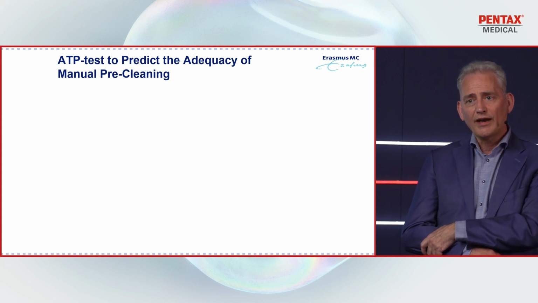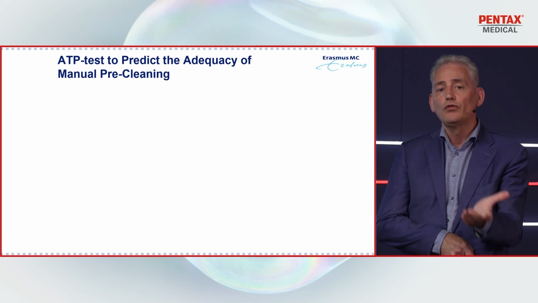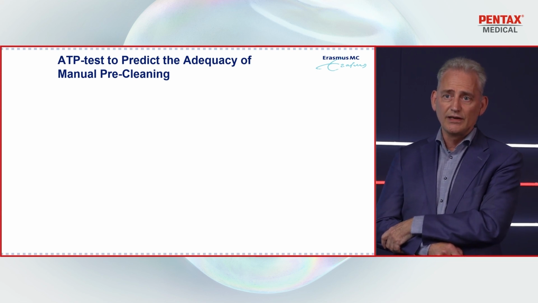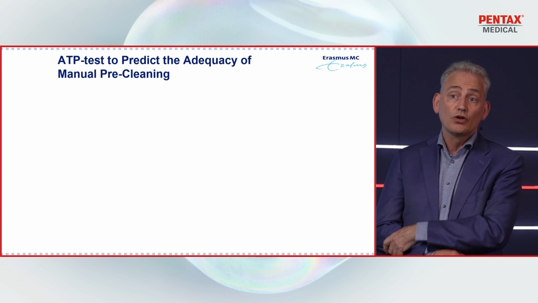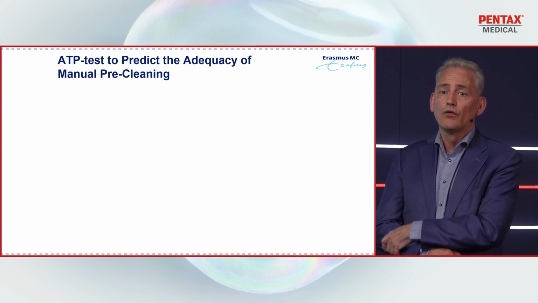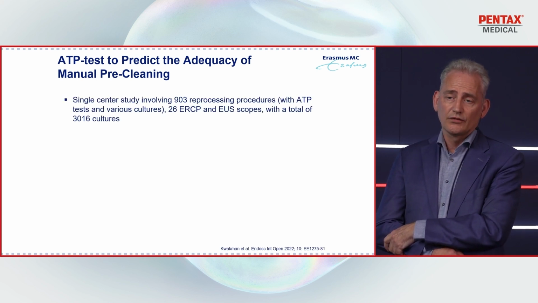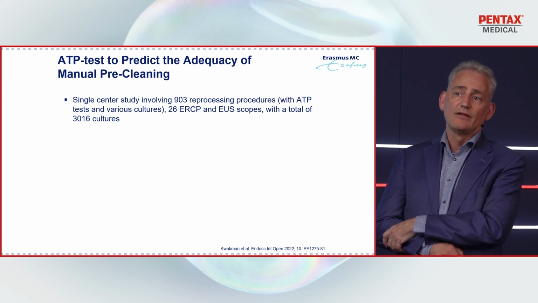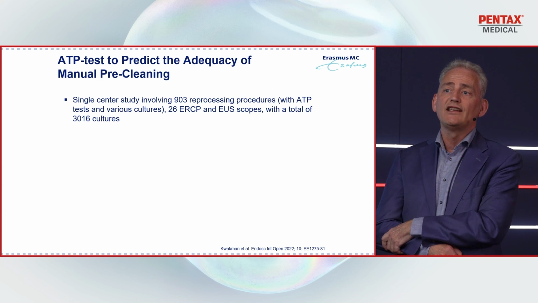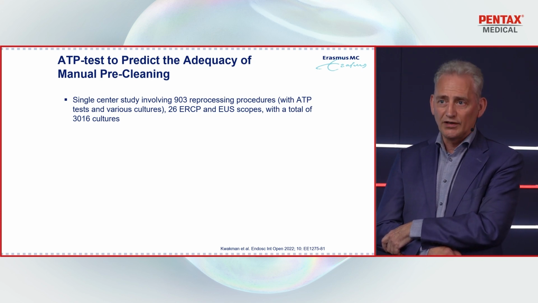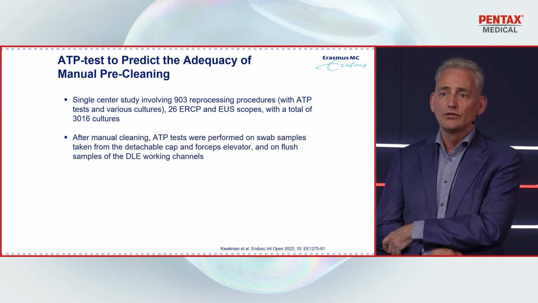Now, what would be a strategy to try to control this cycle of reprocessing is to test the efficacy of the manual pre-cleaning. And that, in potential, could be done with what we call the ATP test to look for biologic residue in the scope. And that's what we set out to research in our center. We did a big study in more than 900 procedures where we did both ATP tests and various cultures, on various scopes that we used, a total of 26 scopes and over 3,000 cultures.